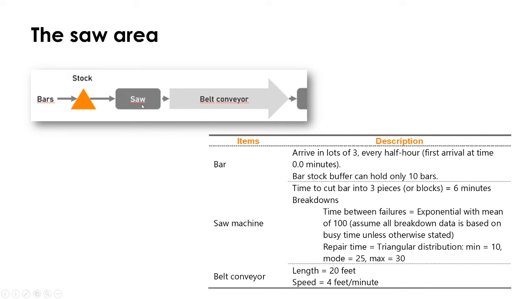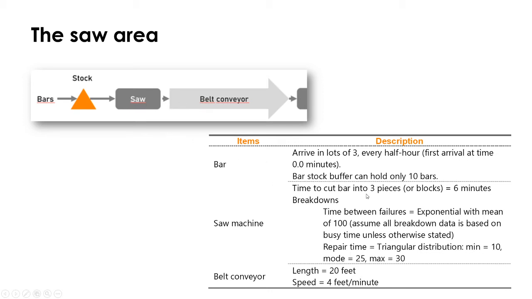We have a saw that cuts the bars into different blocks, into exactly three pieces. So what the saw does is it gets a bar from the stock, it cuts it into three pieces, and we have three blocks, and these will be turned later on into valves. And this process takes 6 minutes, although we're not using all the time available of the saw because we have breakdowns.